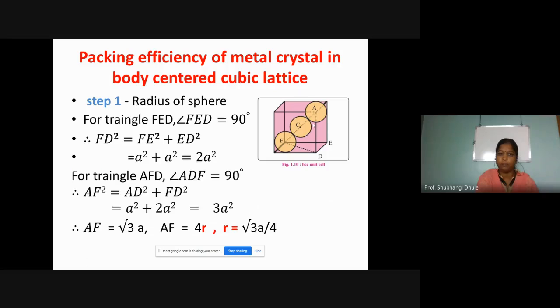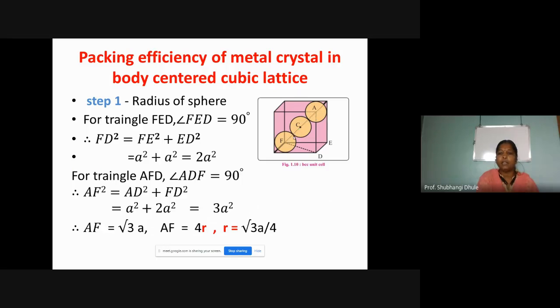This is the important step. We are going to find the diagonal, because the diagonal here is 4r. Why is it 4r? Even though in this diagram the spheres are not shown in their exact positions, they are at the corners and at the center. The diagonal is 4r, and we are supposed to calculate this 4r in terms of the edge length.